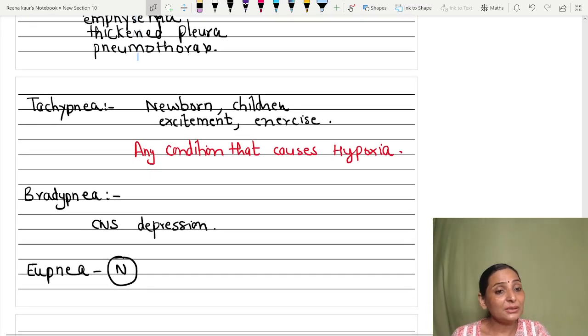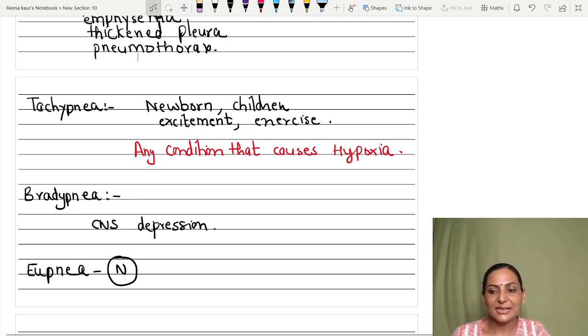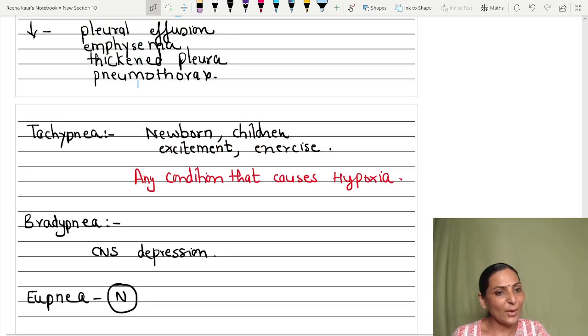What is tachypnea? It is increase in the breathing rate, for example, newborn, children, any condition that causes excitement, exercise, hypoxia. Bradypnea is a decrease in respiratory rate, and eupnea means a normal breathing rate, that is between 12 to 16 per minute. Right? So this is all for the viva questions.